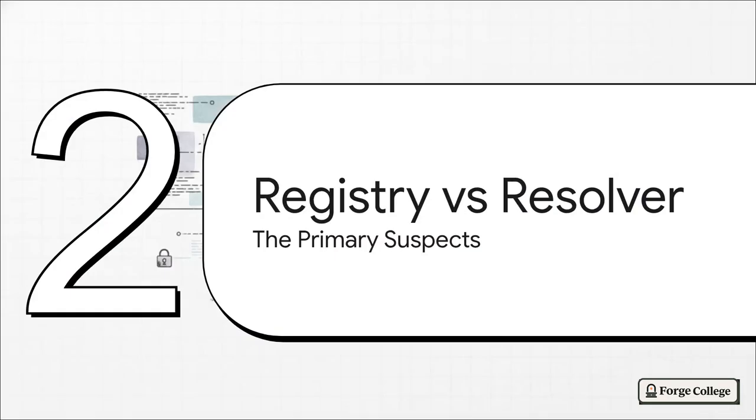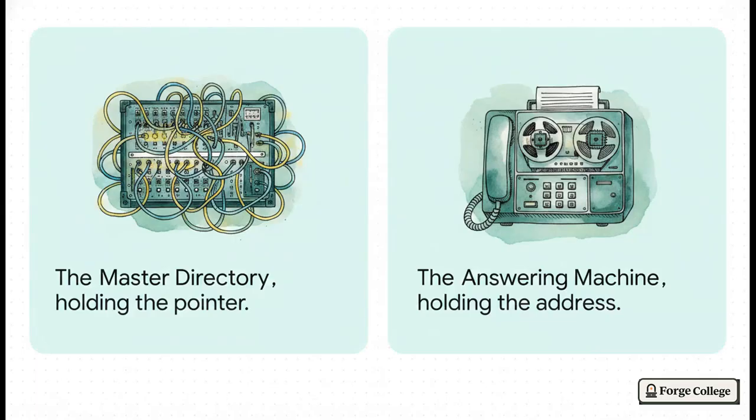To fix this, we need to look at the underlying architecture. Let's head to section 2 and meet our primary suspects, the registry and the resolver. Okay, so the Ethereum name service actually divides its labor into 2 totally distinct parts. Think of the registry as the master switchboard operator. It doesn't actually know your phone number, it just knows which answering machine to send your call to. And that answering machine, that's the resolver. The resolver is a custom smart contract that actually holds the exact data you want, which is the Ethereum address. If resolution breaks, it is almost always one of these 2 dropping the ball.